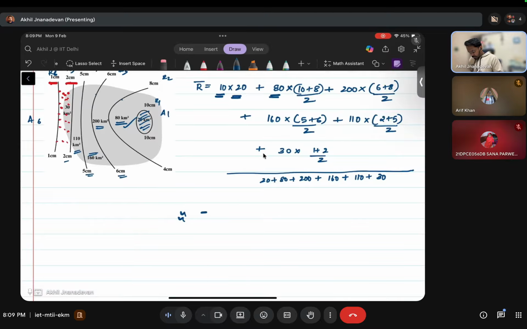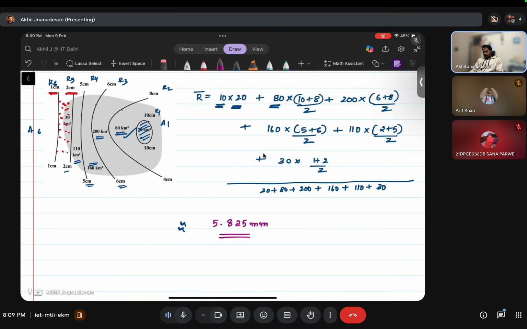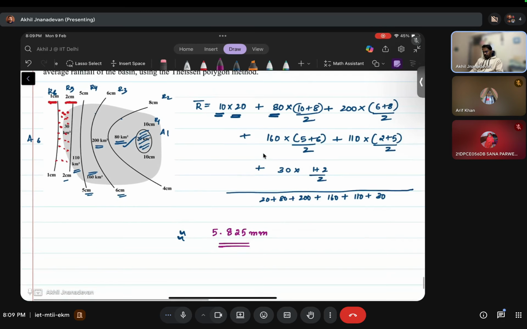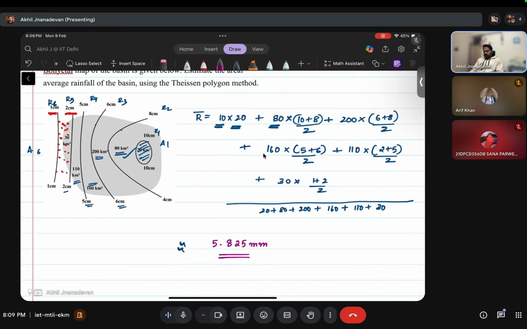There may be some calculation mistakes. If there is any calculation mistake, I'll correct it while uploading. So you can try this. It will be giving around 5.825 mm. Right. The only point you have to note here is that when we have a closed contour, we take the closed contour area and we don't have to take the average, since the entire area is enclosed by that rainfall value.